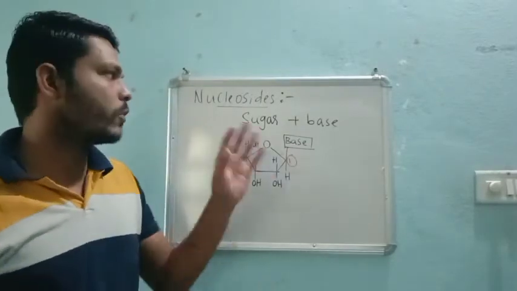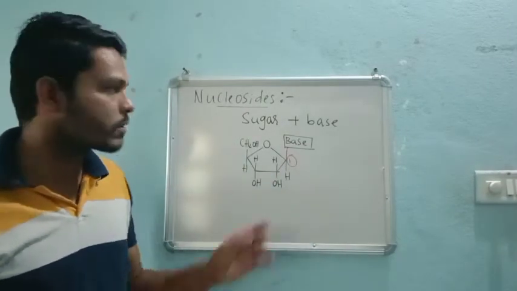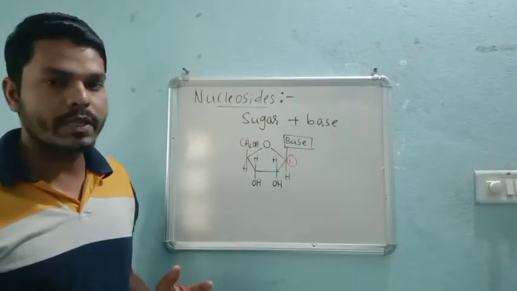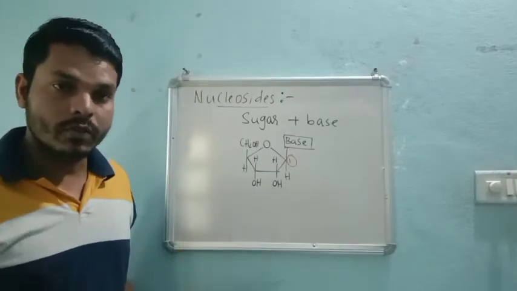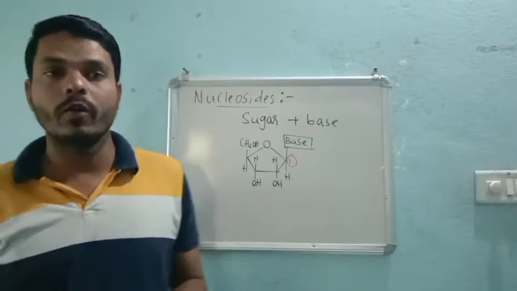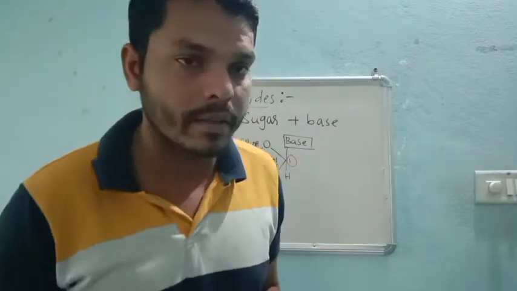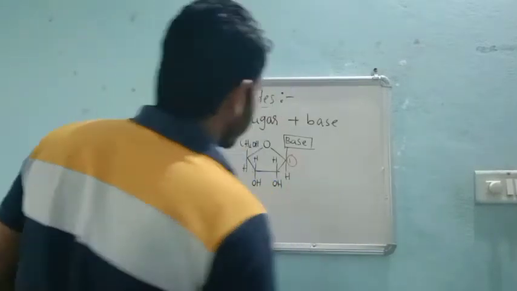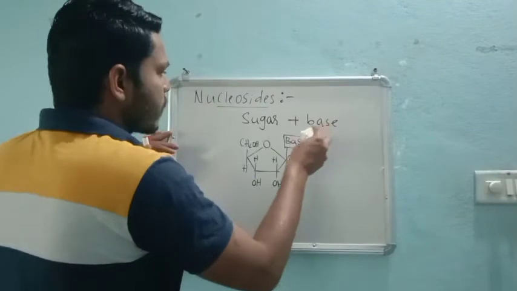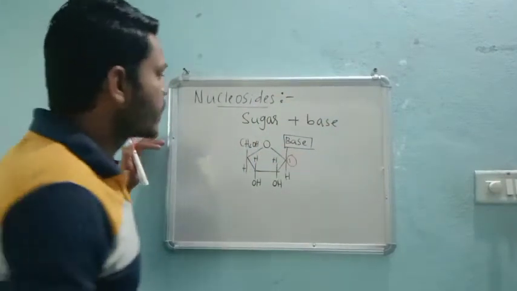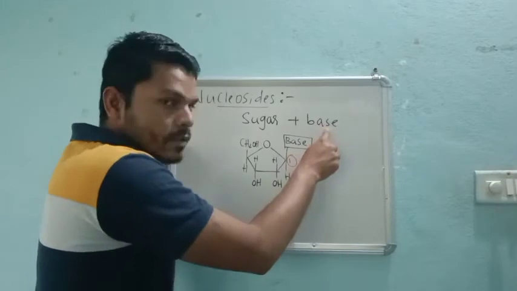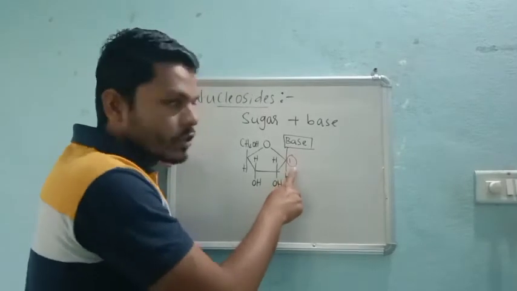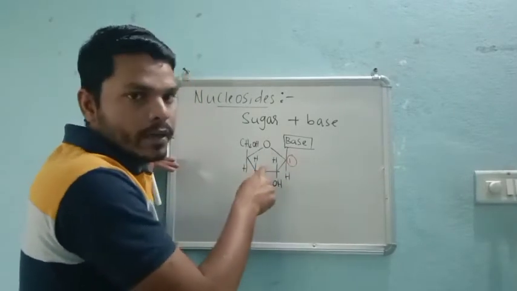Because nucleosides and nucleotides are very confusing, this is the shortcut way. If sugar and base are present, then you just say nucleoside. If sugar, base as well as phosphoric acid is there, then definitely that will be a nucleotide, right? So this is the structure as well as the definition. The compounds made up of sugar as well as the base are called nucleosides. In a nucleoside, the base is attached to the first carbon of the pentose sugar, right?